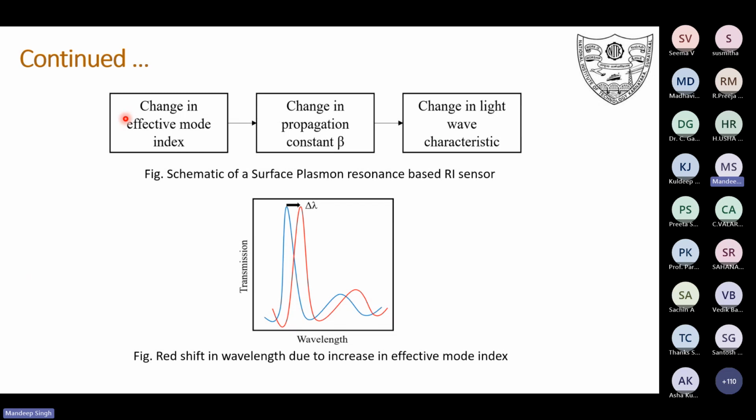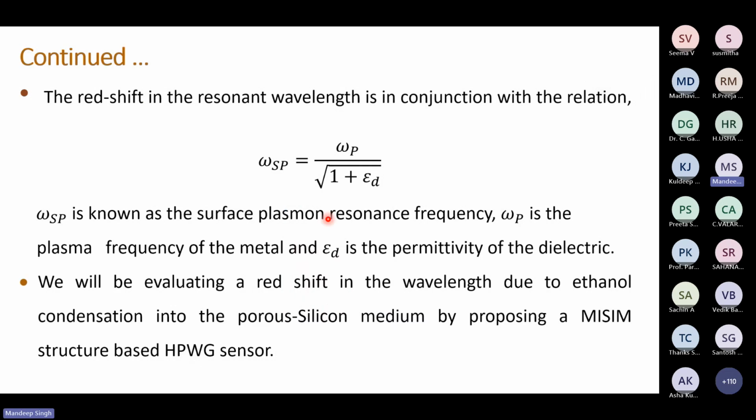So same thing we have put in a flow chart. You can see that there is a change in the effective mode index, then there is a change in the propagation constant, and then there is a change in the light wave characteristics. So due to this only there is a shift in the wavelength. You can see from blue to red, there will be a shift when it interacts with the ethanol vapors.